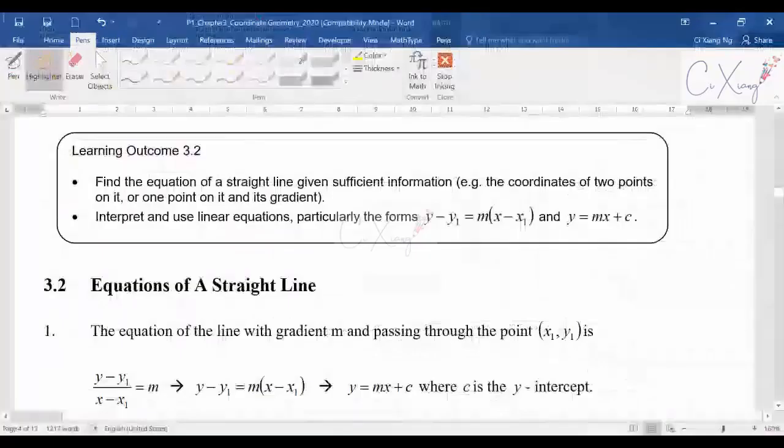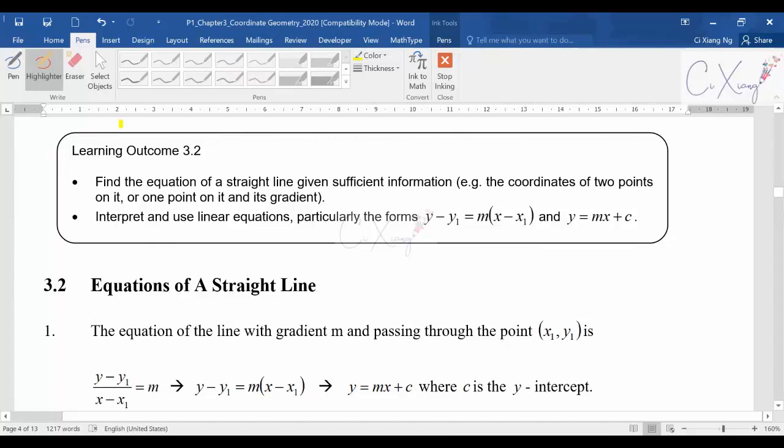Okay, so for this video, we will continue with the equation of the straight line. Also, some important concepts that you need to know in order to apply in the question. First, you need to know how to find the equation of a straight line given sufficient information. Usually they will give you the sufficient information, but generally in short, you need two things here. The first one is you need to have the coordinate of a point and also the gradient.